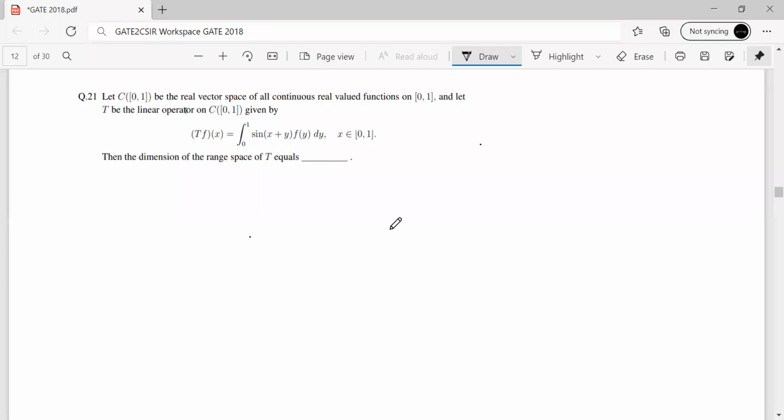Into this session, and we will continue GATE 2018 solution. So let's solve question number 21.